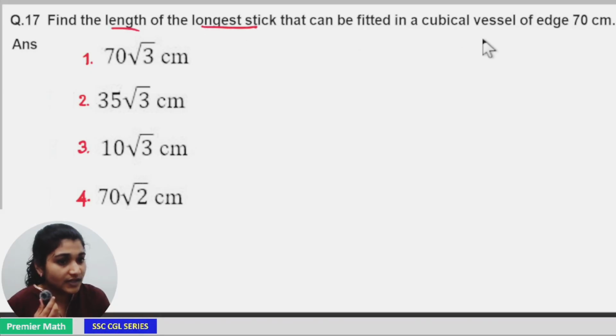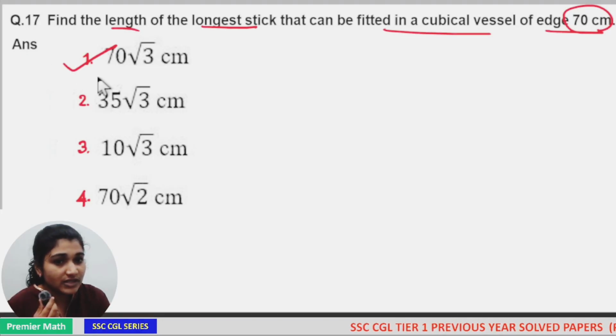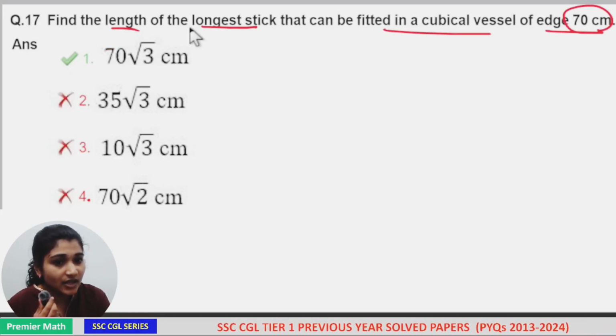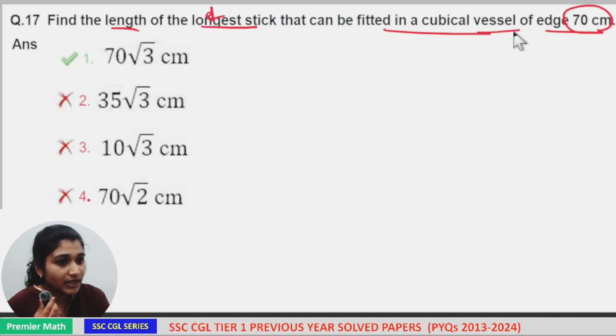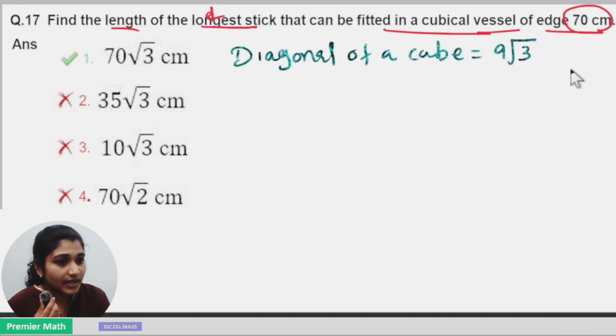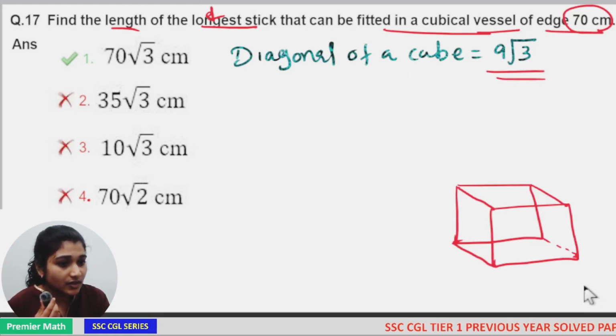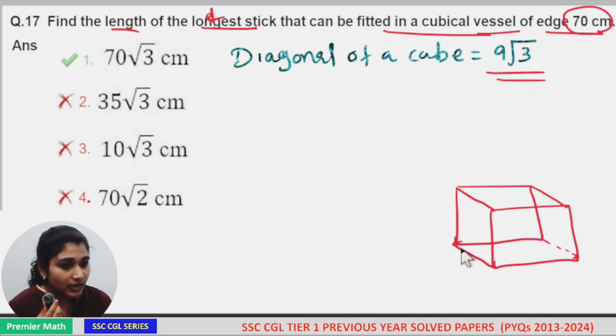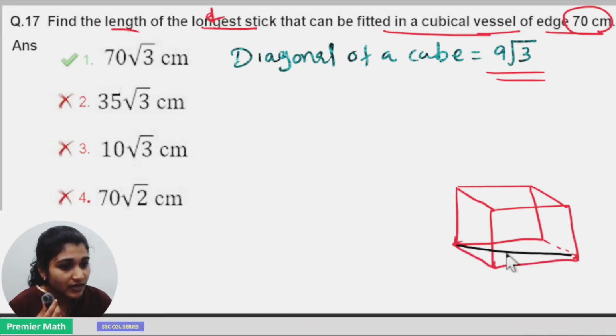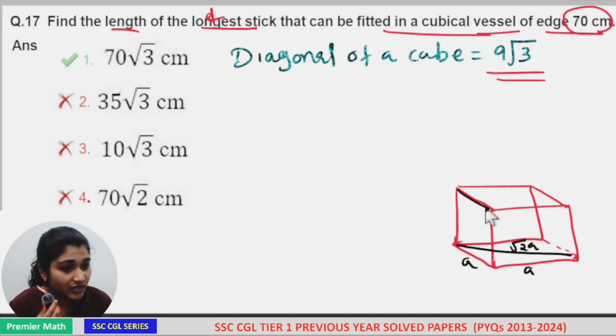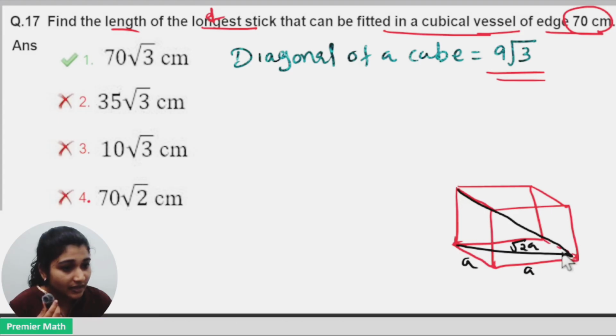Find the length of the longest stick that can be fitted in a cubical vessel of width 70 centimeter. Your answer is simply option 1, 70 root 3, because the diagonal is the longest stick in a cubical vessel. Here, the diagonal of a cubical vessel equals a root 3. That is, if this is the cube, the diagonal of this bottom face is, if this is a and this is also a, then root 2a. But we need the diagonal of the longest stick, which is this one, the space diagonal.